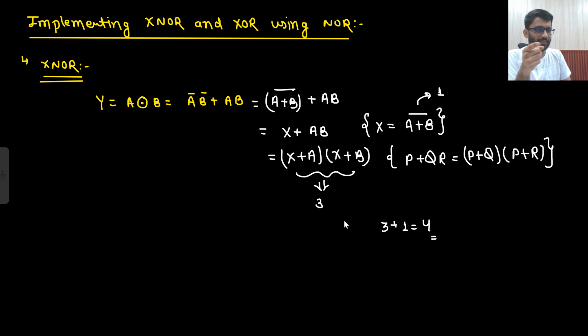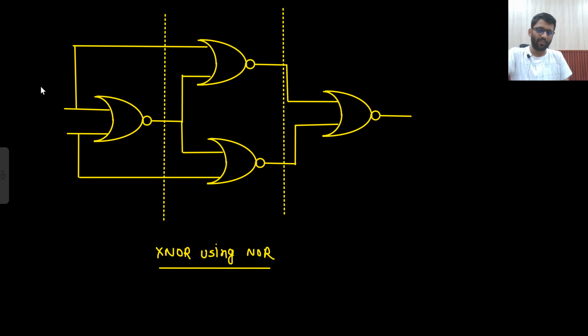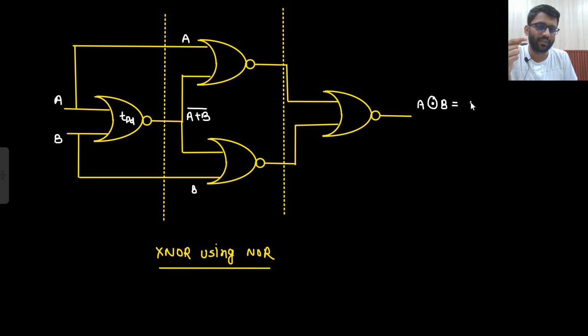So first I will make (A + B) bar and then I will make this structure. Here this is my A, this is my B. If this has TPD delay, then here I am getting (A + B) bar. This is my A, this is my B. And then this is the structure which will eventually give me A XOR B, or you can say A XOR B bar. So all are having TPD delay, then my answer would be 3 TPD, right?